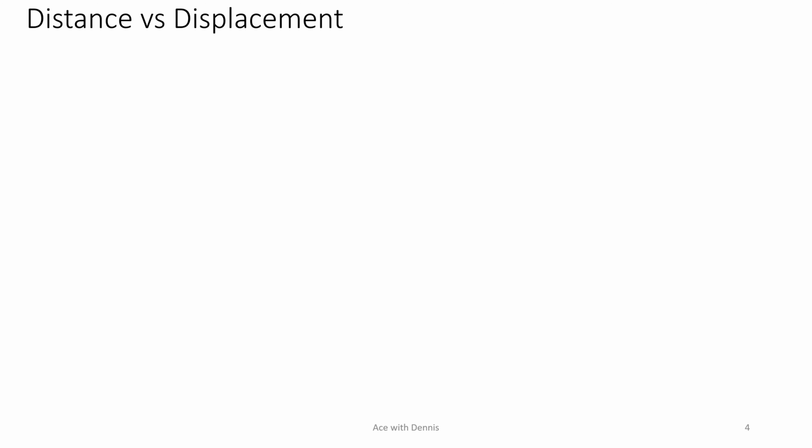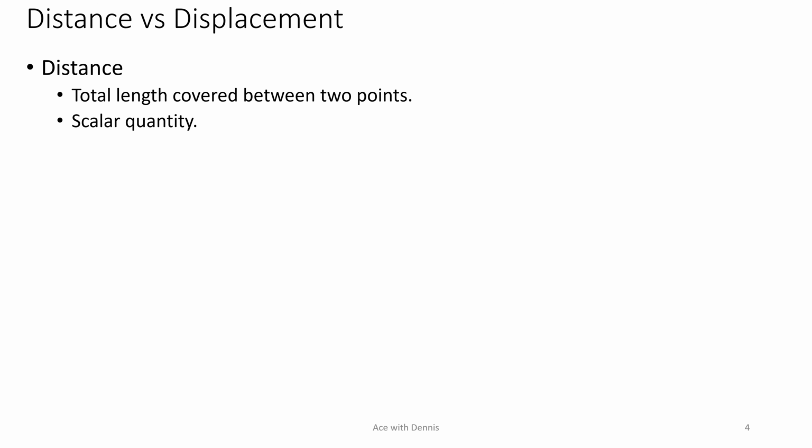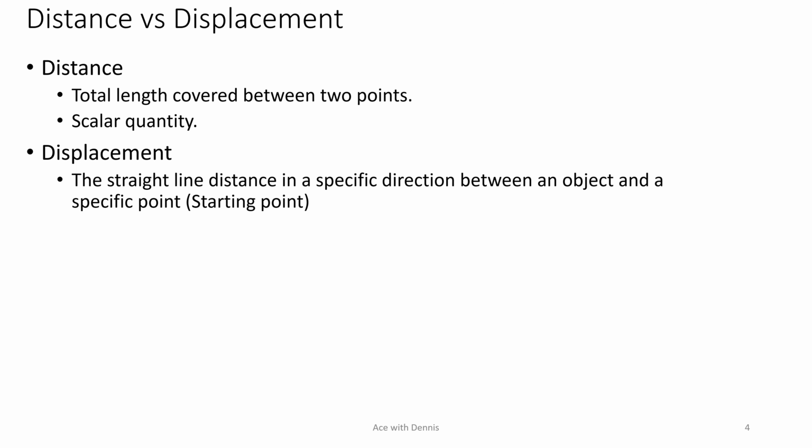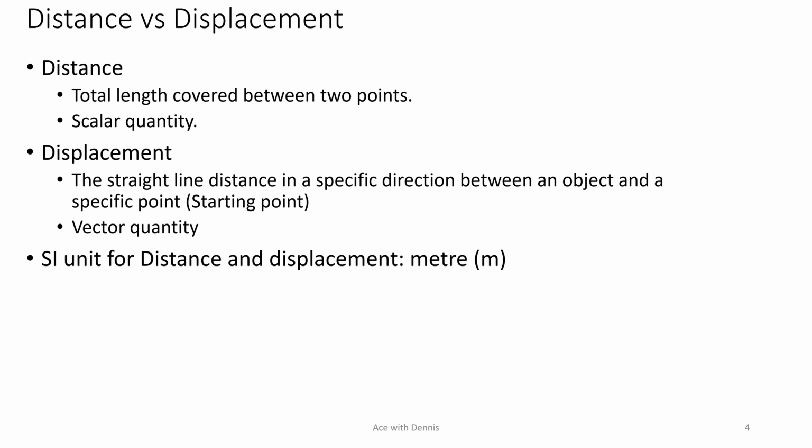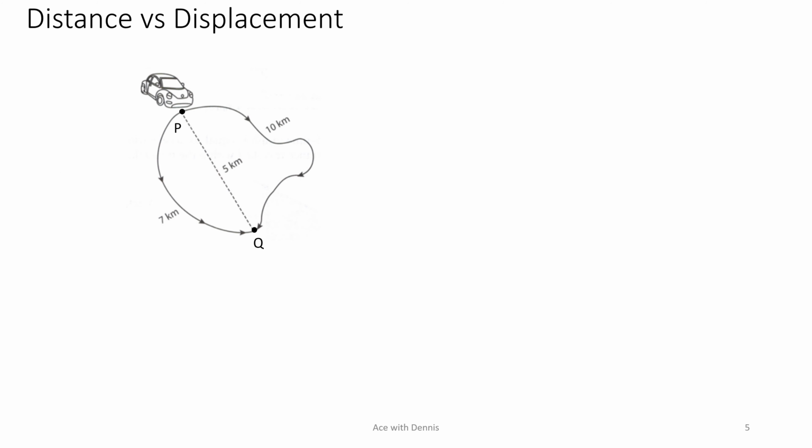Distance versus displacement. So what is distance? Distance is the total length covered between 2 points. It is a scalar quantity, while displacement is the straight line distance in a specific direction between an object and a specific point, usually referred to as the starting point. It is a vector quantity. The SI unit for distance and displacement is meters, symbol m.